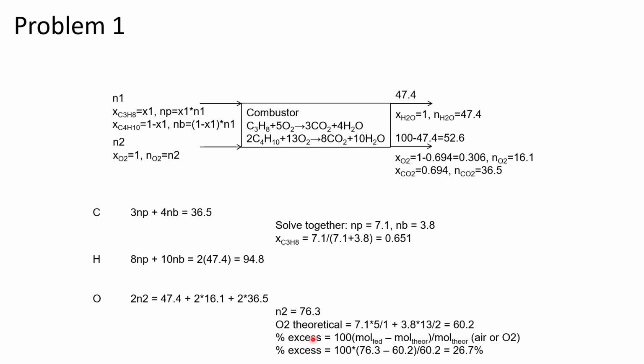So we can calculate the excess by simply taking the amount of oxygen that was fed, subtracting the theoretical amount, and dividing it by the theoretical amount. We can do this either for oxygen or CO2. If we put in here the amount that is fed, which we calculated as N2, 76.3, subtract off the theoretical amount, which is 60.2, take that difference, divide by 60.2, and multiply by 100 to get the percent, we get 26.7%.